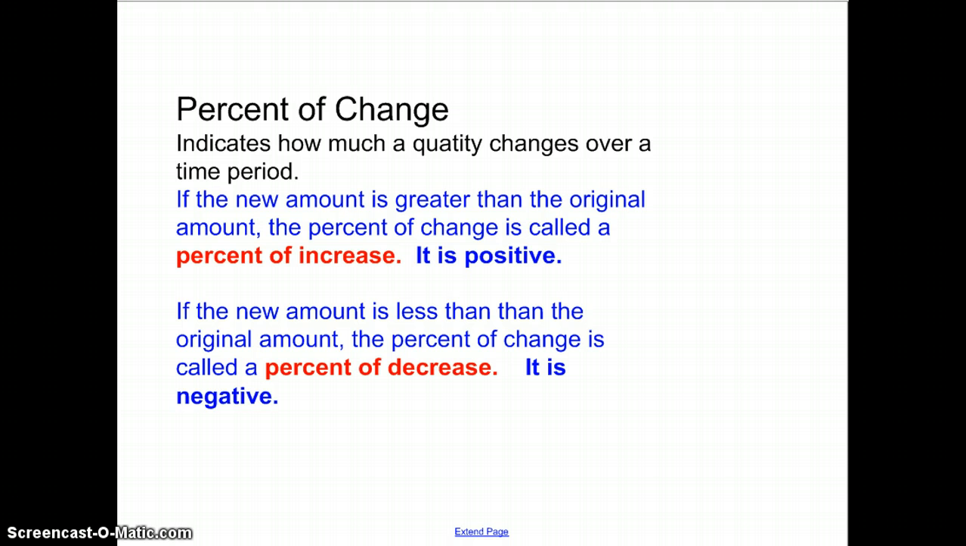Okay? So sometimes if people call it a percent of decrease, they won't put a negative sign in before it because they're telling you it's decreasing by that percent, so you're going to assume that the amount is negative. I think it's much clearer and easier to understand if you just use the term percent of change, and you can say it's a positive percent of change or a negative percent of change, depending on whether the new amount is greater than the old amount.